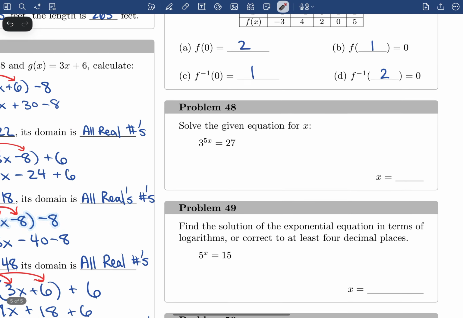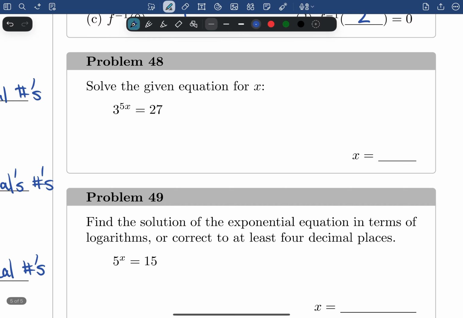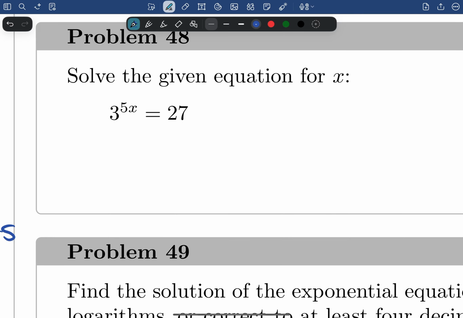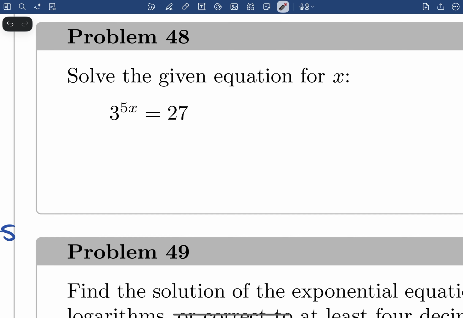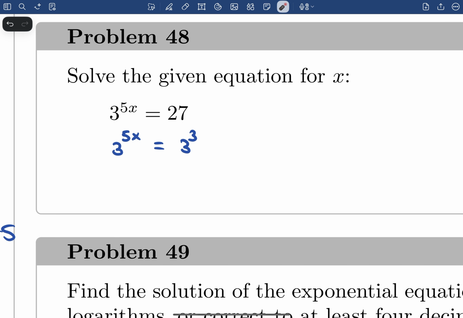Problem number 48, solve the given equation for x. And this is an exponential equation, 3 to the 5x equals 27. So when we see an exponential equation where the variable x is in the exponent, we want to try to make the bases the same. Okay, so 27 is a perfect cube of 3, so I'll rewrite this as 3 to the 5x equals 3 cubed. Once again, 27 is 3 cubed.